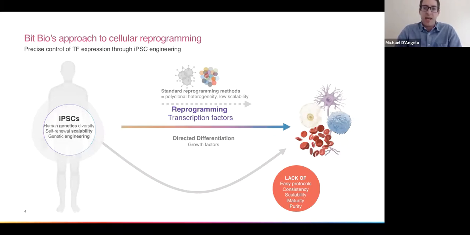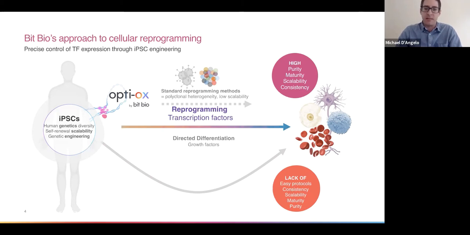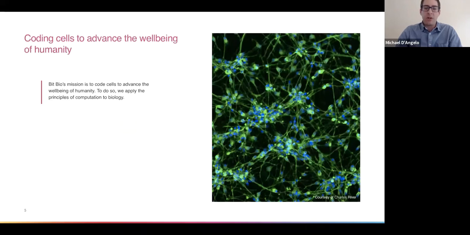And in this case, we're imposing the cell identity and transcriptional network upon the cells, and therefore speeding up the differentiation process. However, standard reprogramming methods lead to polyclonal heterogeneity and low scalability, and this is where our opti-ox technology at BitBio comes in, and we're able to now get cells at the end that have high purity, maturity, scalability, and consistency.